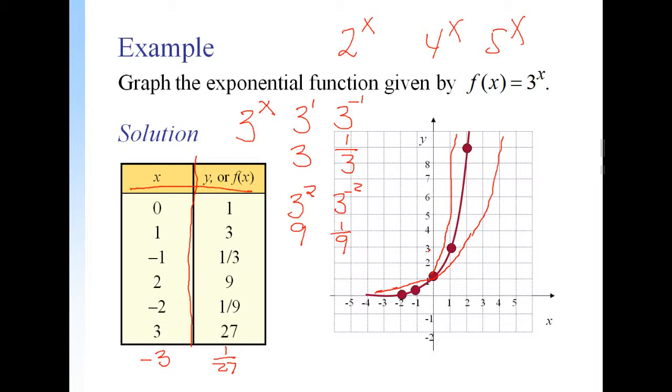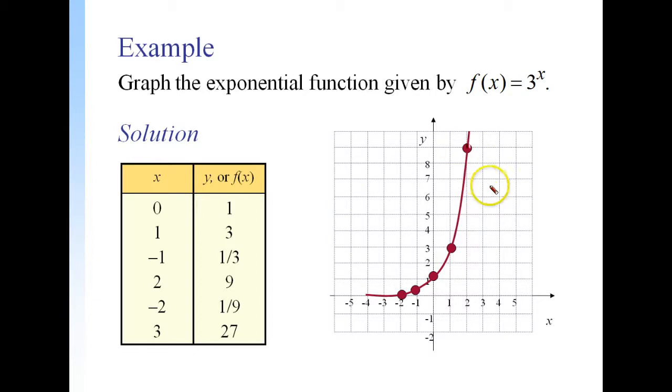Now, a couple of things that we can look at on this graph is that the x-axis, which is y equals 0, is the horizontal asymptote. That is, this line will approach it, but never reach 0. Even though it looks like it's reaching it here, they're just making these big dots.